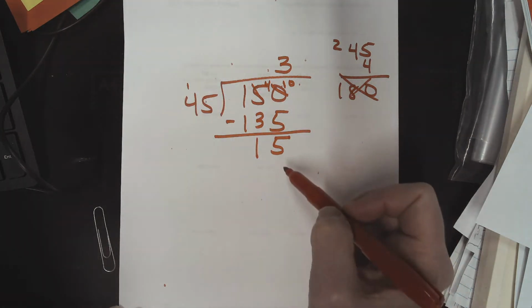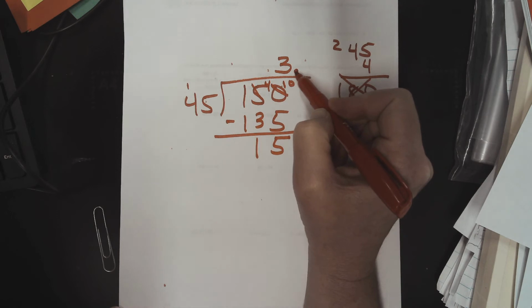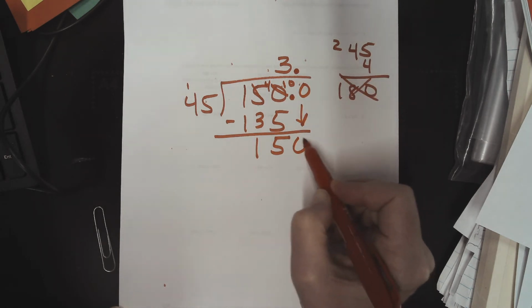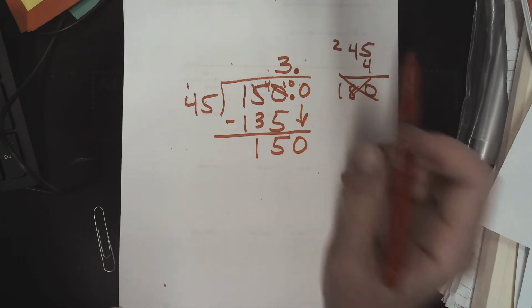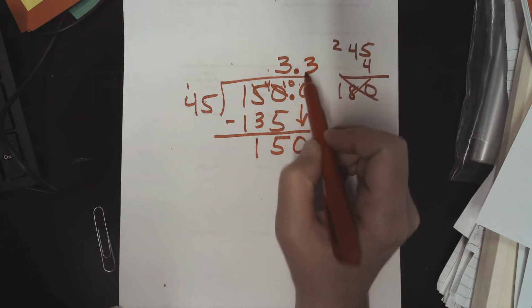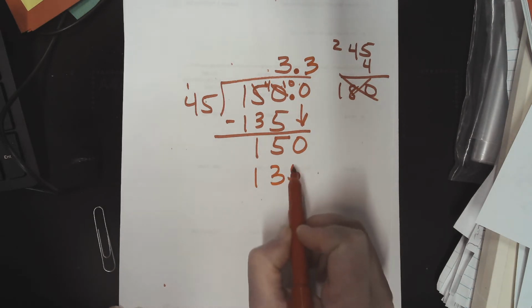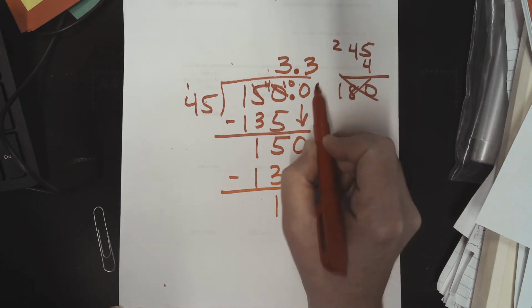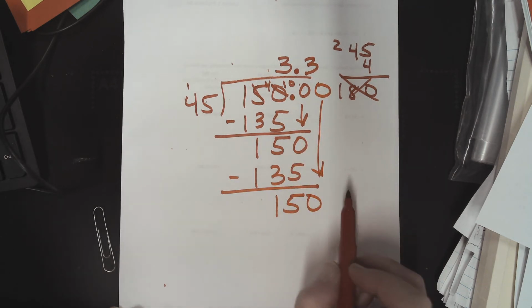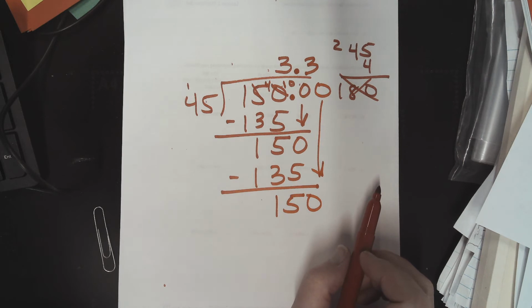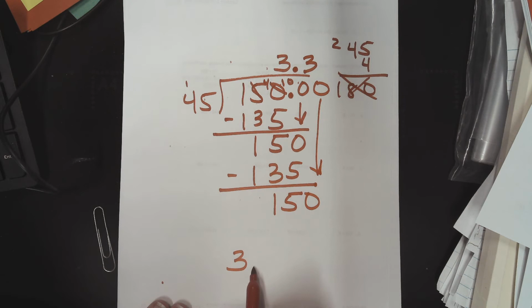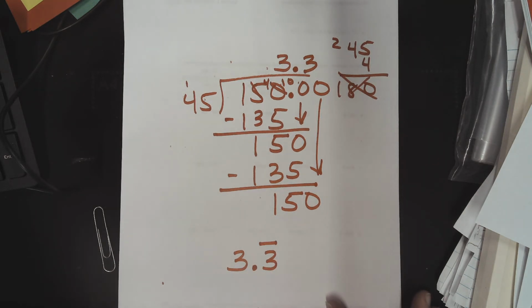Now, I want to keep going. I'm going to put in a decimal place and a 0. I'm going to bring down my 0. 45 goes into 150 how many times? Oh, this is interesting. I feel like this is something I did yesterday. What's going to happen here? Okay, it's a repeating decimal. So I will do it like this, 3.3 repeating is my answer.